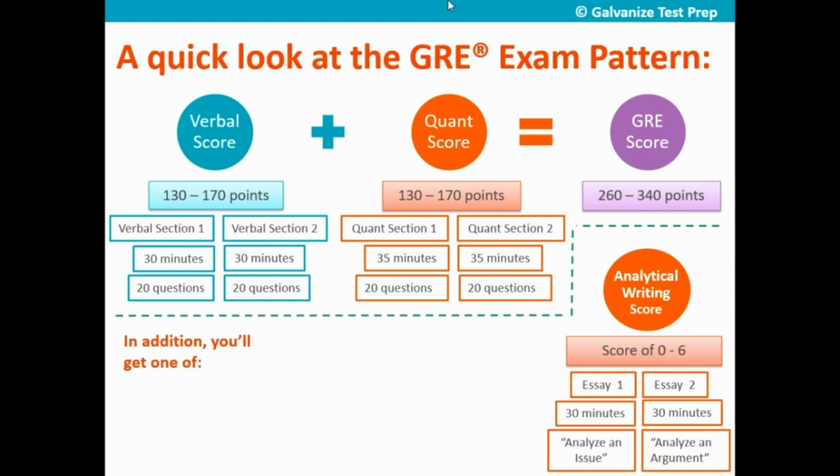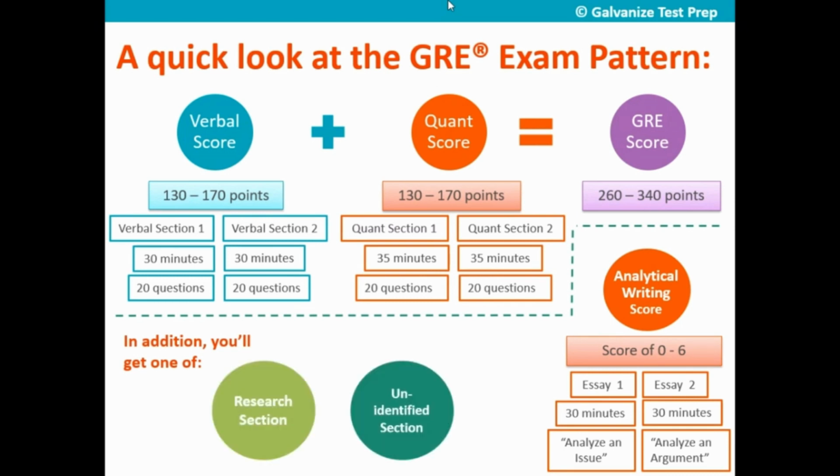As I mentioned, in addition to all of the sections we've seen so far, you're also going to see either a research section or an unidentified section. Research sections and unidentified sections are going to either be verbal or quant. It's just another typical verbal or quant section. The difference is if it's a research section, you're going to be told that it does not count towards your score. You're going to be told that they're conducting it for research, and it's up to you how seriously you take this section.